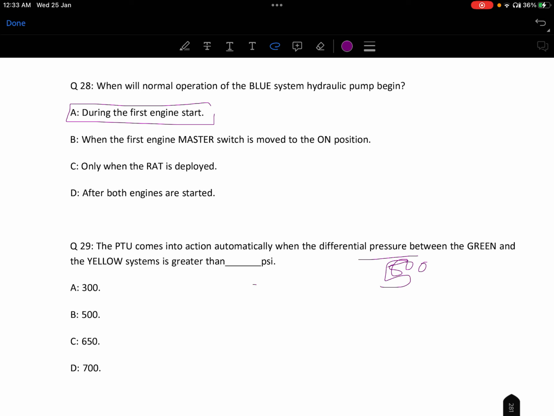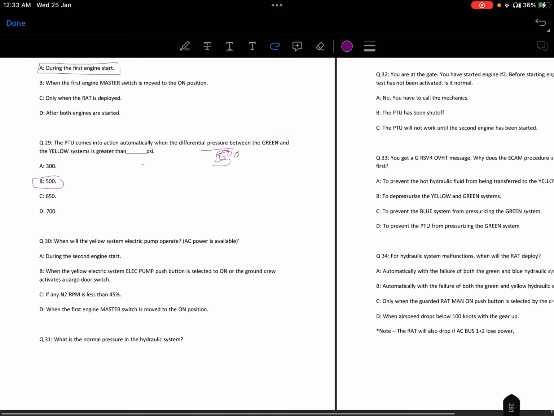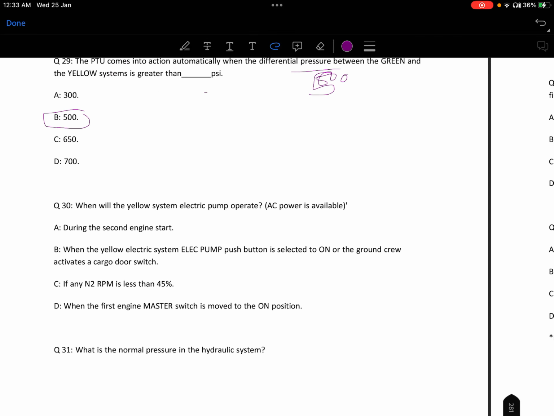When will normal operations of the blue system hydraulic pump begin? Whenever any of the engine starts, during first engine start. The PTU comes into action automatically when the differential pressure is 500 psi between the green and the yellow system. It's 500 psi.